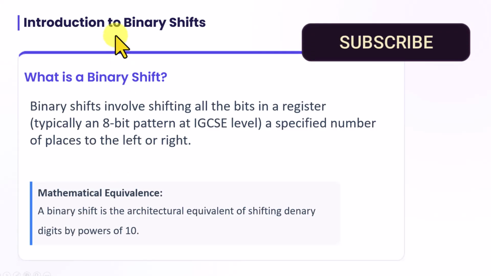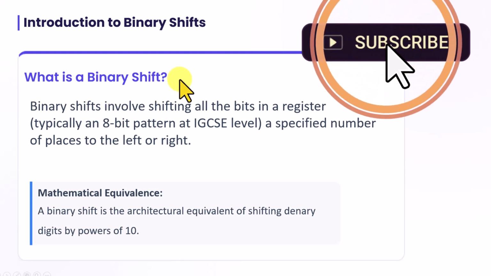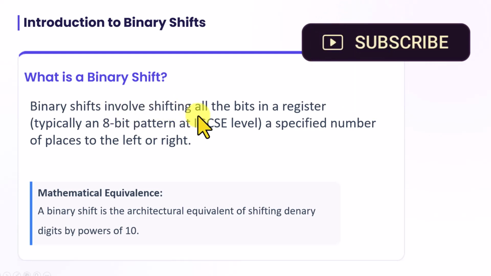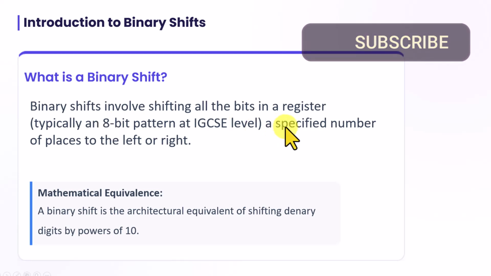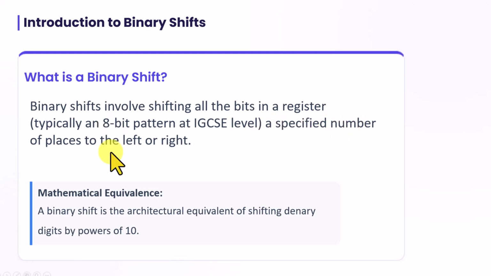So, introduction to binary shifts. What is a binary shift? A binary shift involves shifting all the bits in a register, typically an 8-bit pattern at IGCSE level. But in a computer, we can have 16 bits, 32 bits or more. We shift by a specified number of places to the left or to the right.